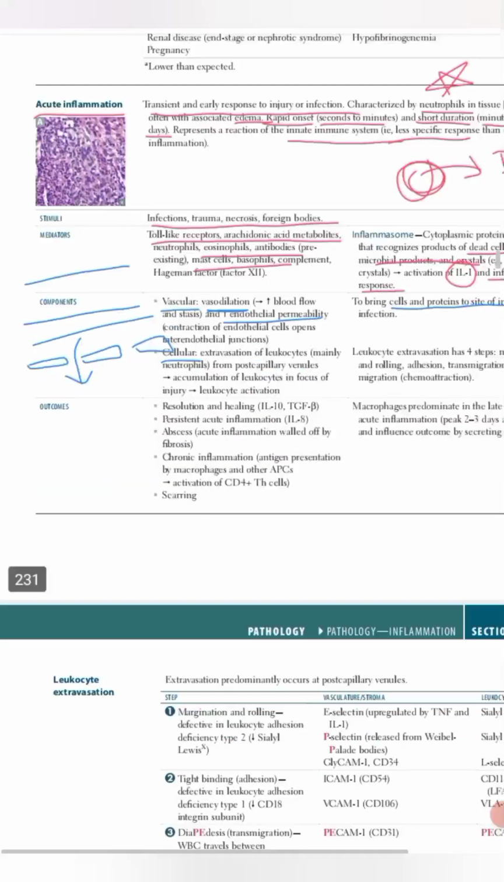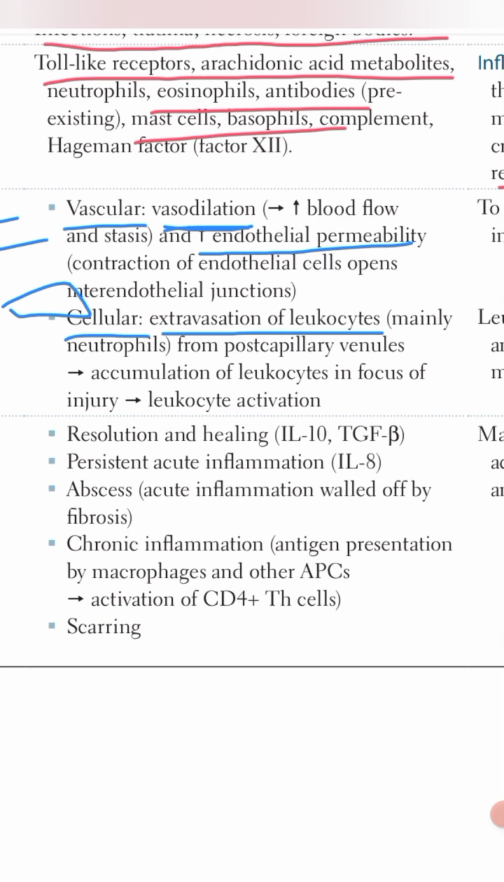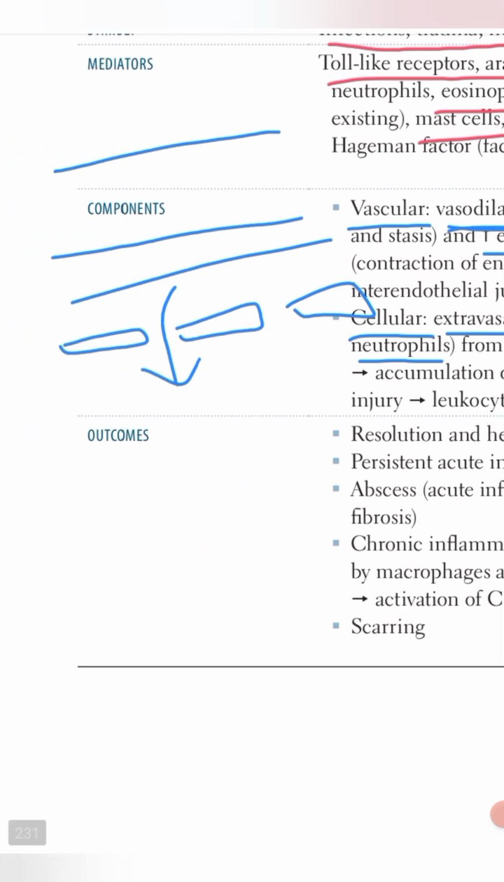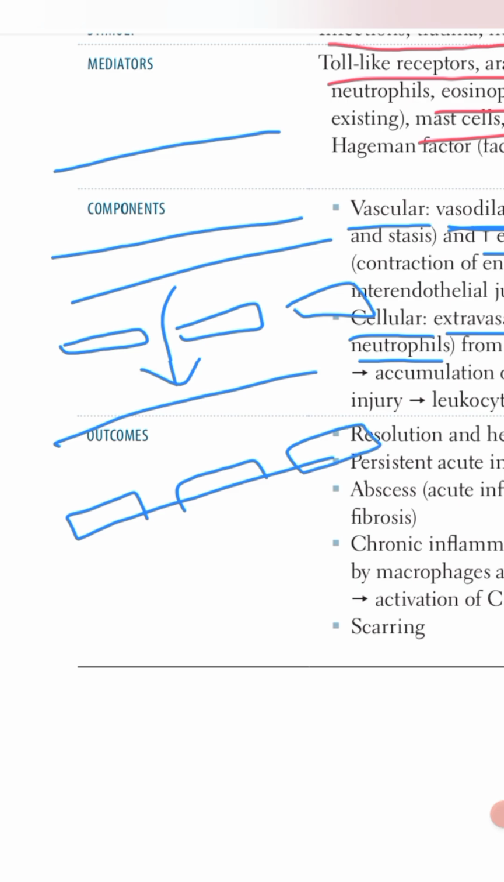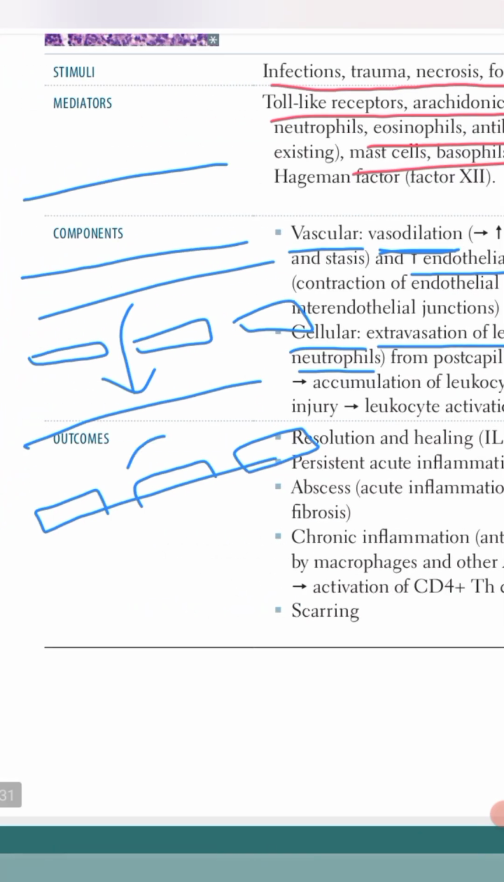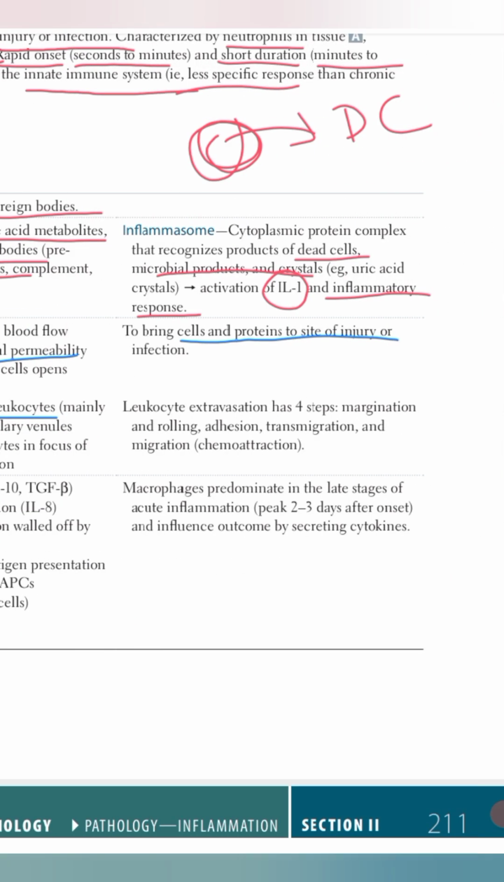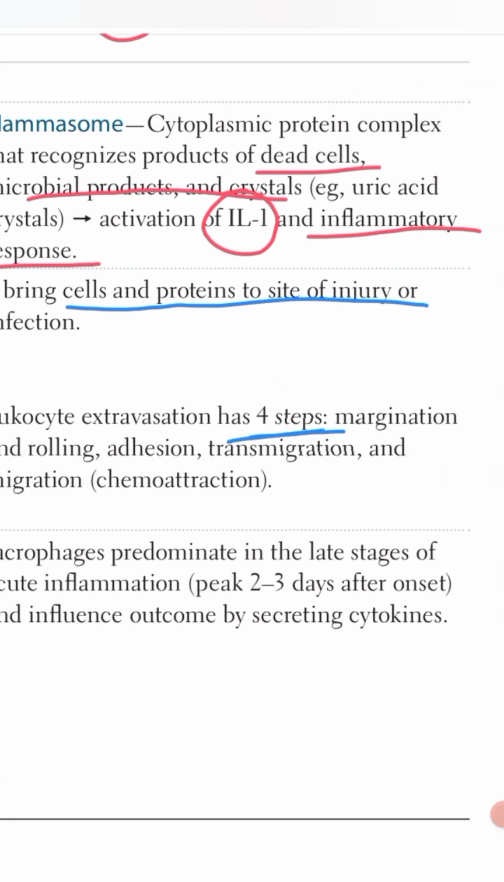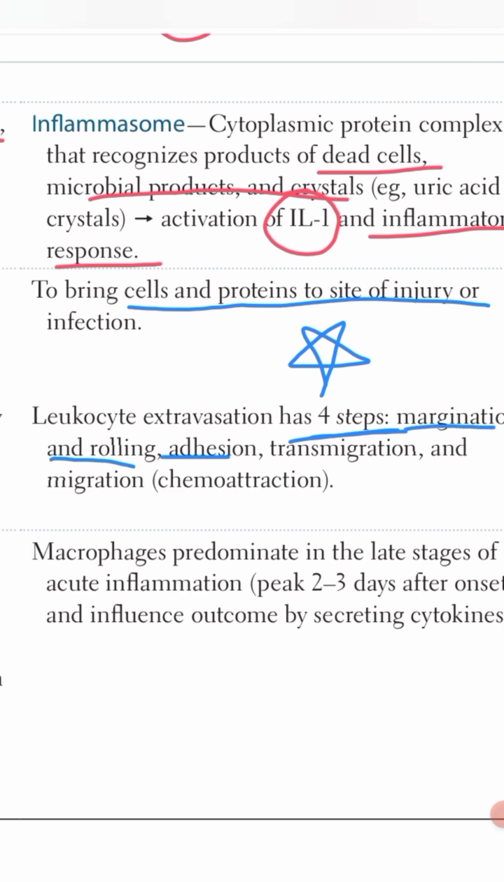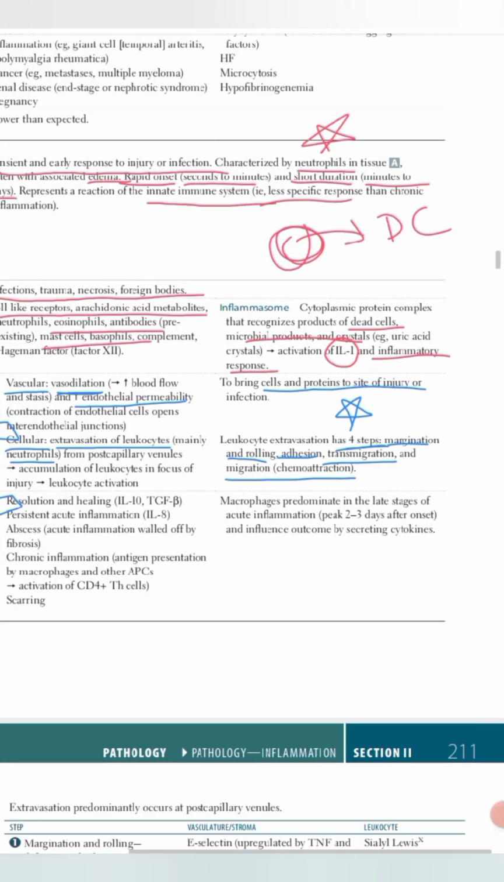Next come the cellular events. They include the extravasation of leukocytes, mainly neutrophils, from post-capillary venules, accumulation of leukocytes in the focus of injury, and leukocyte activation. Here is the vessel wall. The permeability will increase due to endothelial contraction, and the leukocytes will come out of the blood vessels. They will go to the site of injury, and there will be leukocyte activation. Leukocyte extravasation has four important steps which we should remember. First is margination and rolling. Second is adhesion. Third is transmigration, and last is migration and chemoattraction. We should remember them in order, and we will cover them in detail.